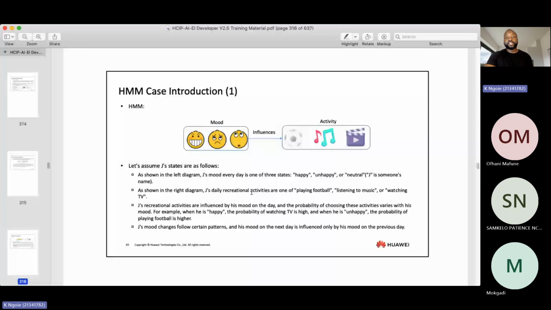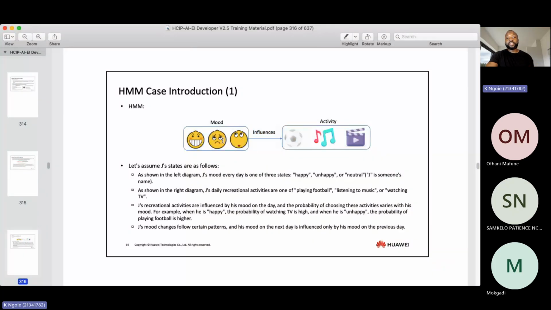So in this case, the output we observe depends on the hidden state. We have hidden states, which are the mood: is he happy, unhappy, or neutral? And then we have observable states, which are the activities he is going to take. So the activity, the state that we observe here, depends on the hidden states, which are the mood.